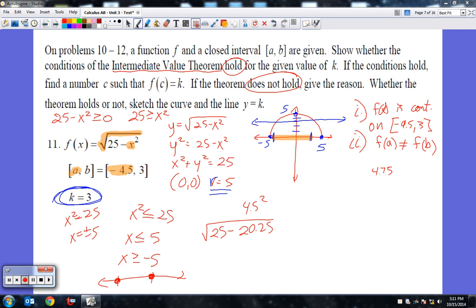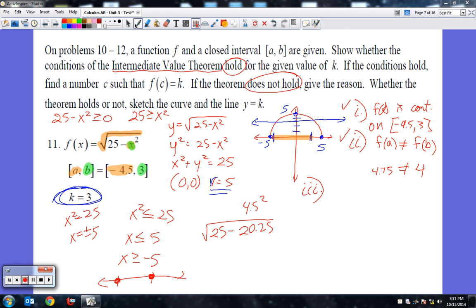Is it not equal to f of b? So now let's put our b value into the equation. 25 minus 9 is going to be 16. The square root of that is 4. Obviously, they do not equal each other, so I can continue. I'm going to go to rule 3 now.